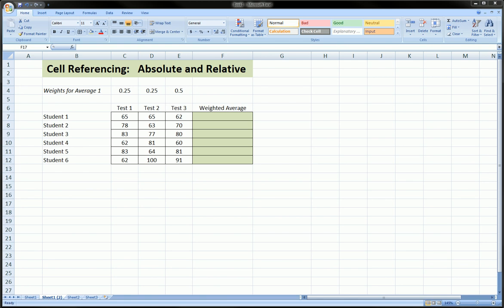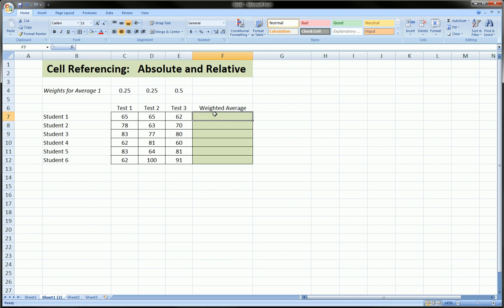Hi guys, in this video I am going to use an example of computing weighted averages in order to demonstrate the difference between absolute references and relative references in Excel and in spreadsheets as a whole. Okay, so in this example we want to compute the weighted average of each student using these weights provided here.